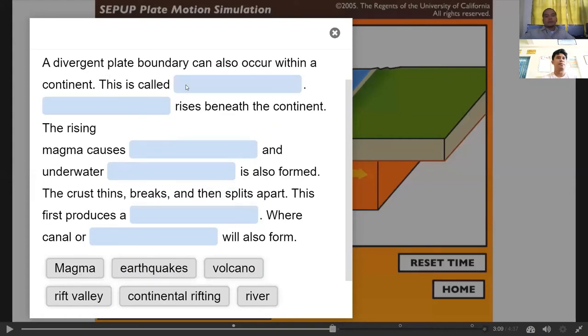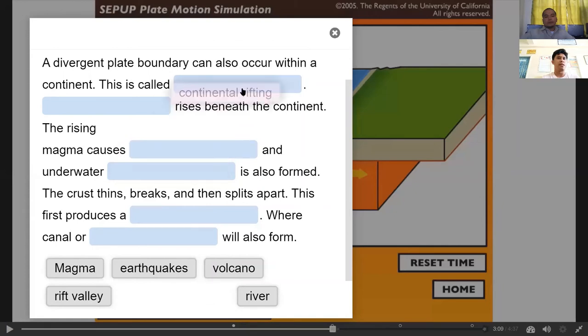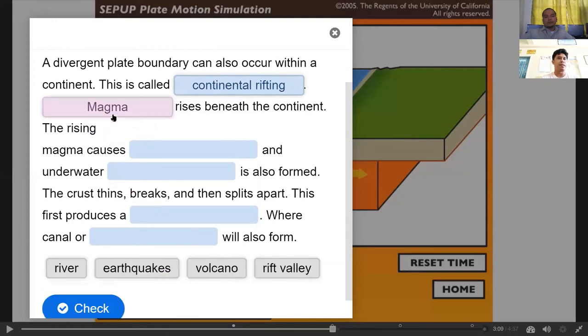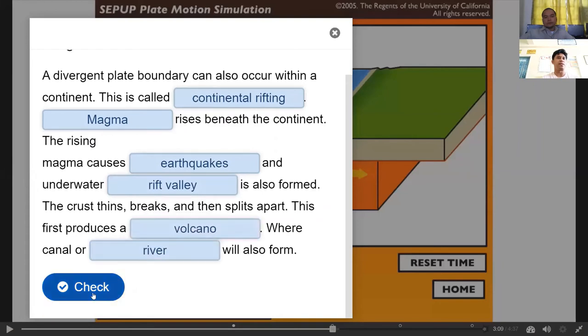A divergent plate boundary can also occur within a continent. This is called continental rift. A rift rises beneath the magma. Rising magma causes earthquakes and underwater bodies also form. This produces a volcano or rift and so on.